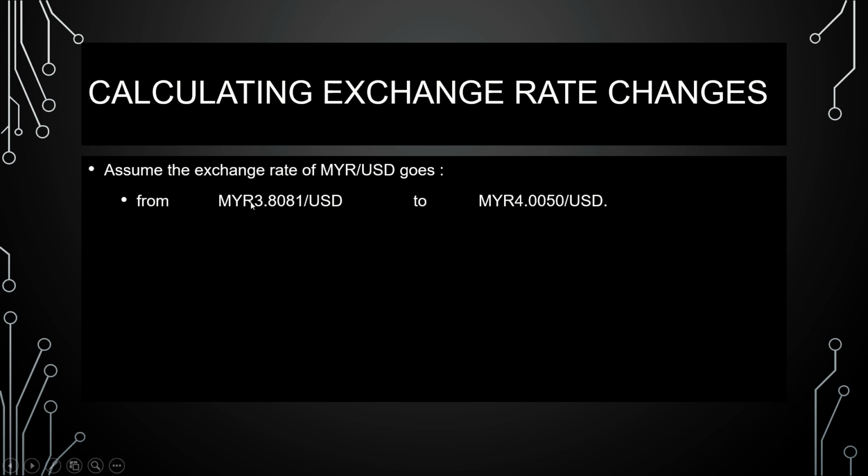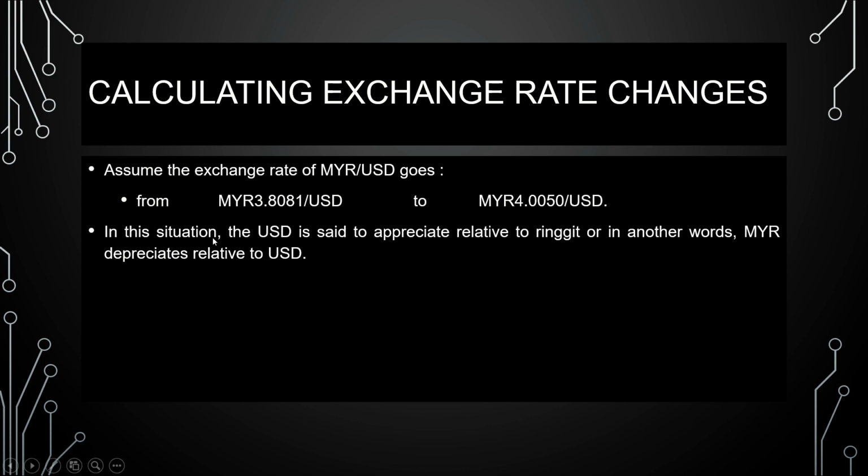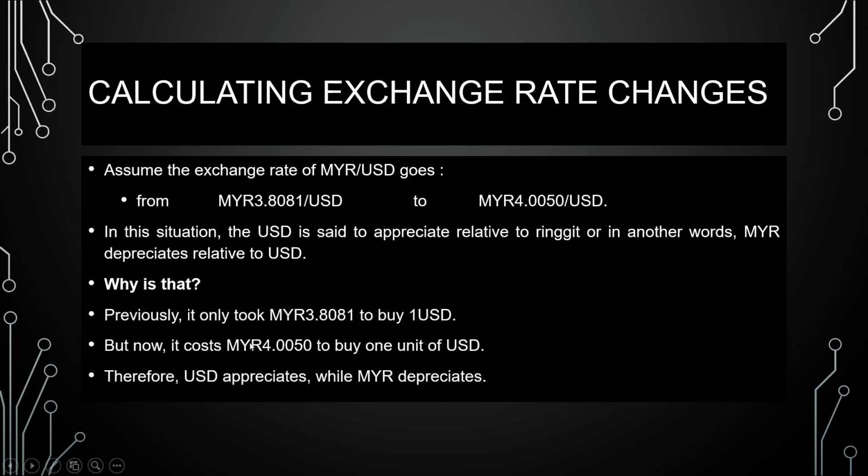Meaning to say, Malaysia ringgit has depreciated, USD has appreciated. Come again, Malaysia ringgit has depreciated while USD has appreciated. USD is said to be appreciated relative to ringgit, or in other words, Malaysia ringgit depreciates relative to USD. Why is that? As I explained just now, previously to buy 1 USD it only took 3.8081 Malaysia ringgit, but now it costs you 4.0050 Malaysia ringgit to buy 1 unit of USD.